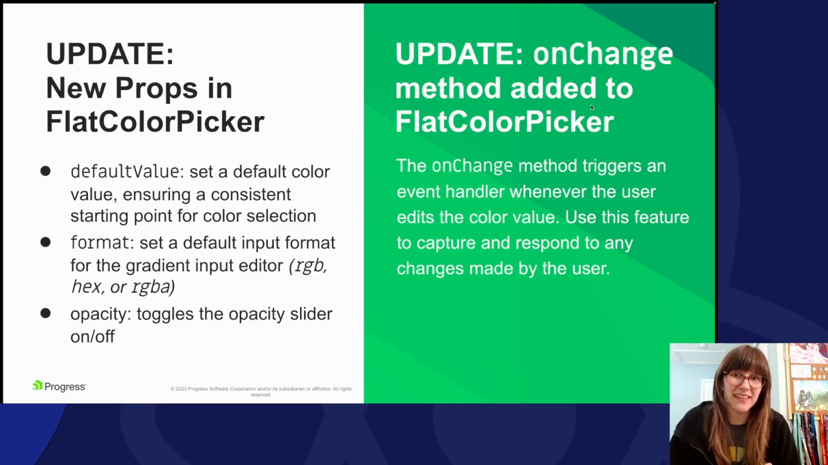An onChange method has also been added to the flat color picker, which will trigger an event handler whenever the user edits the color value. So if, for example, you wanted to show a product changing color based on a user's custom color, you can now hook into that onChange method and update your example every time the user updates the color choice.